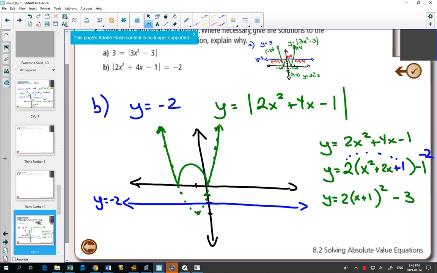Where does the green graph and the blue graph intersect? They don't. So this one has no solution, which you could have done without even graphing. When is the absolute value of something equal to a negative? Never. And so there is no solution.